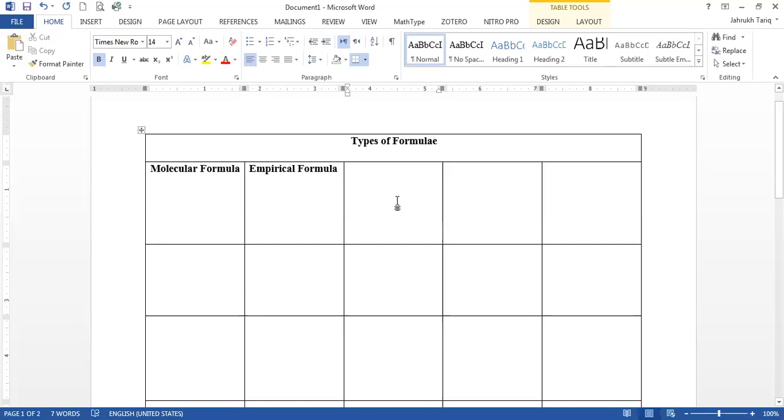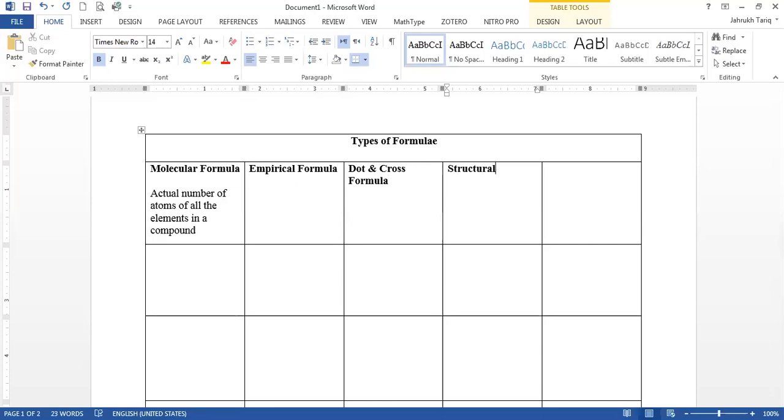Sir, I think that it shows the actual number of atoms of each element present in the compound or molecule. Wonderful. It shows the actual number of atoms of all the elements in a compound. It's a very easy definition. If someone doesn't understand what that is, let me know so I can revise it for you. All right, moving on to the next one.